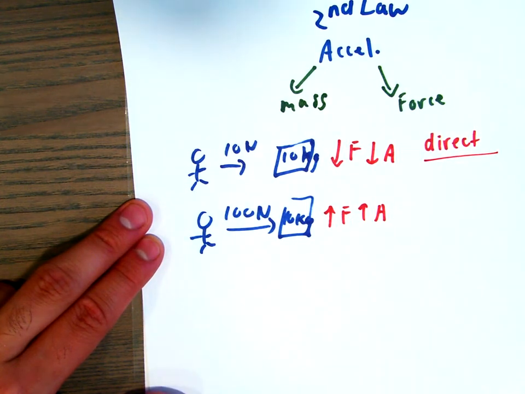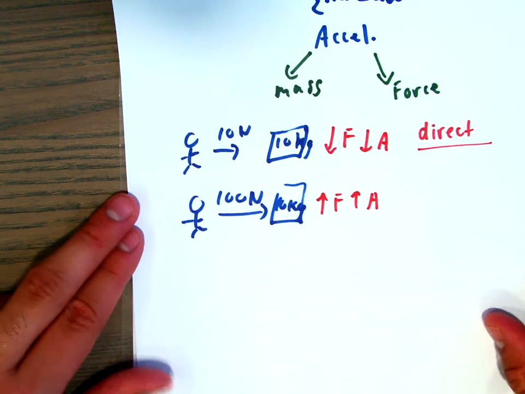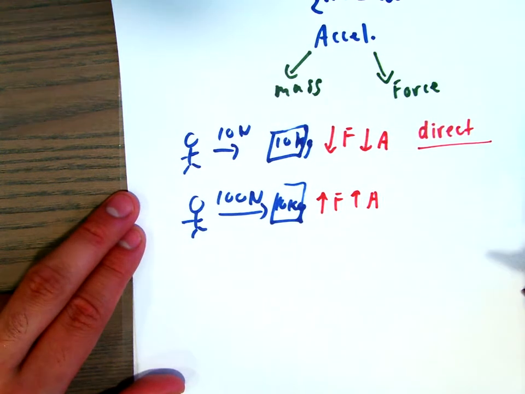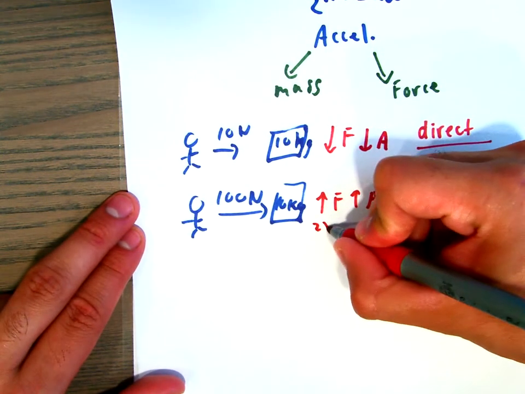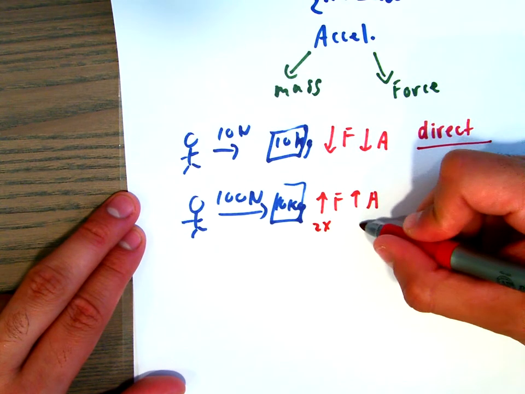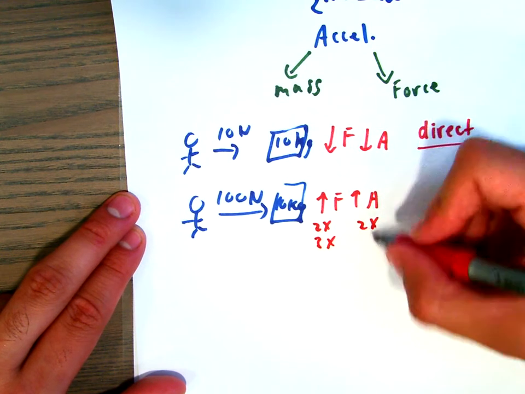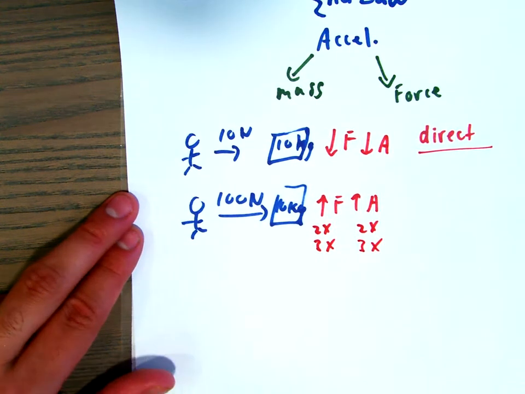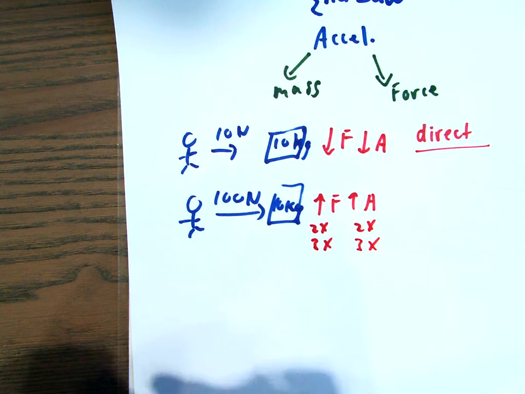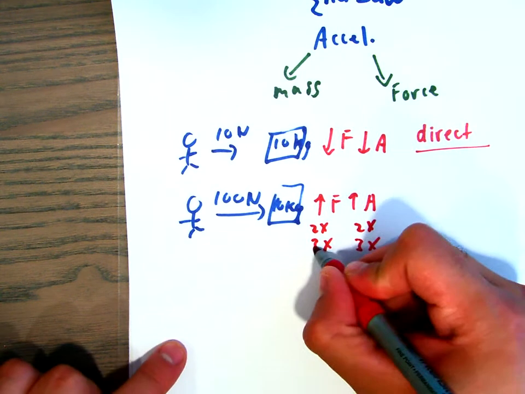Okay, it's directly related. In other words, if I make my force 2 times bigger, then my acceleration would be 2 times bigger. If I make my force 3 times bigger, then my acceleration will be 3 times bigger, and so forth. Okay, they're directly related.